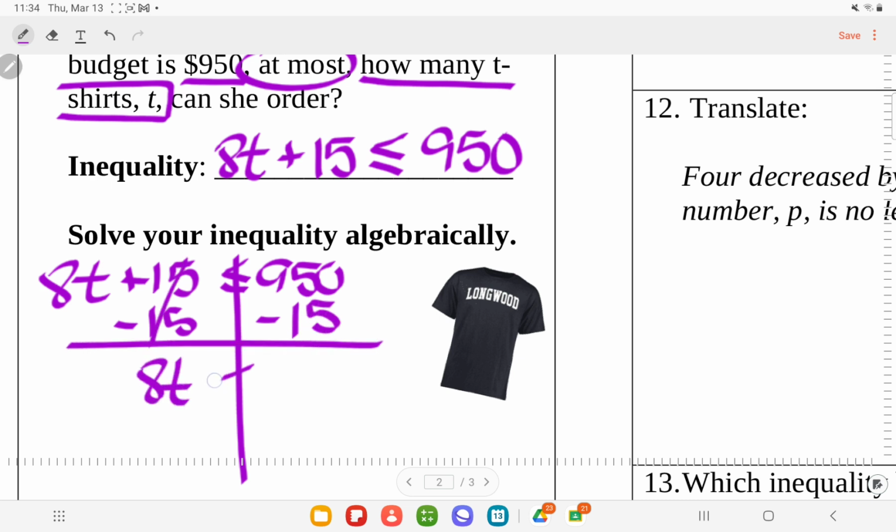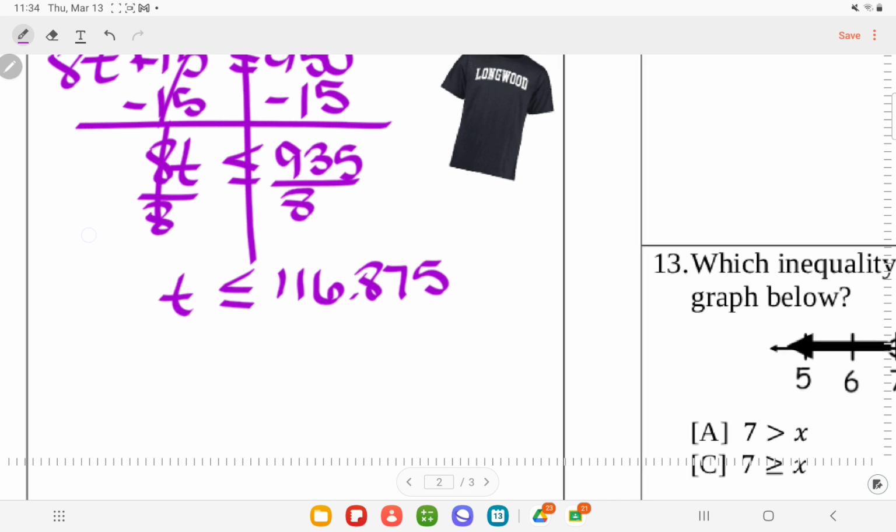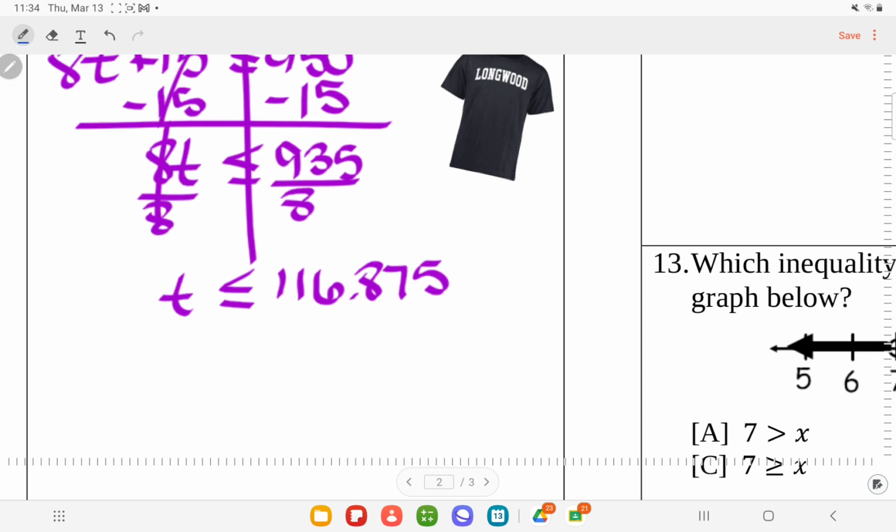8T is less than or equal to $935. Then we need to divide by 8 to get rid of the 8, getting us left with T is less than or equal to 116.875. And now we need to answer the question, because you can't order 0.875 of a t-shirt. What are we going to do? We need to figure out what this means in words.